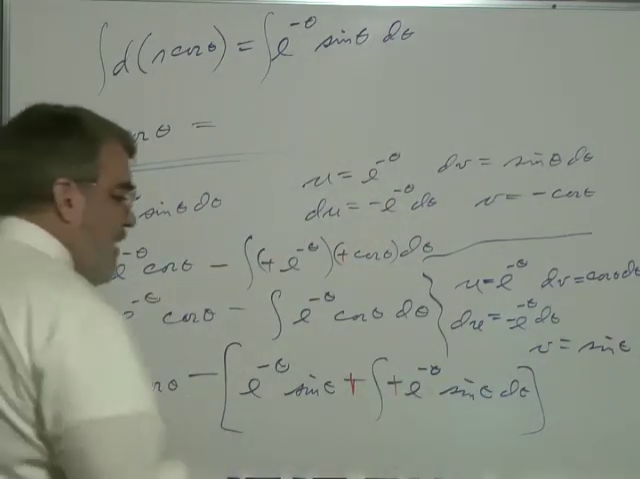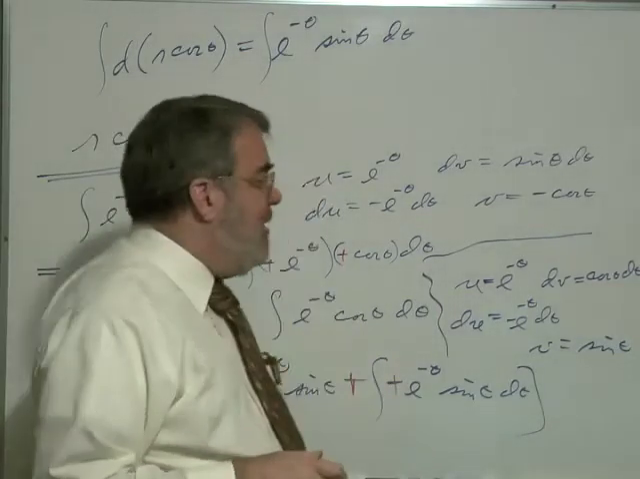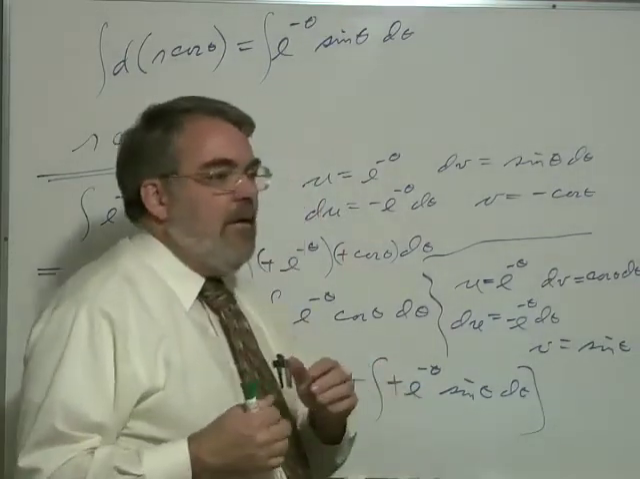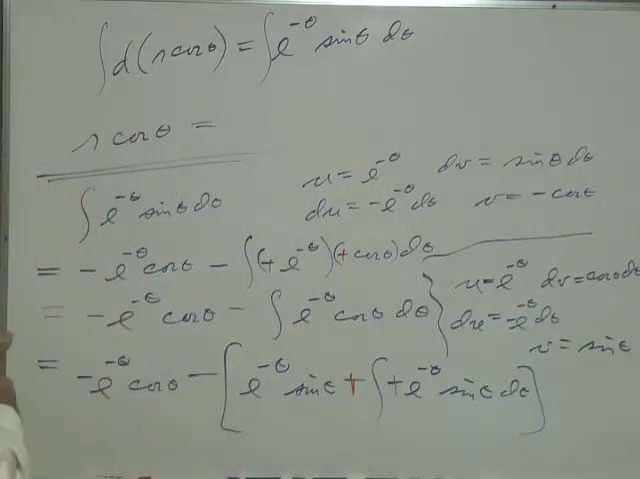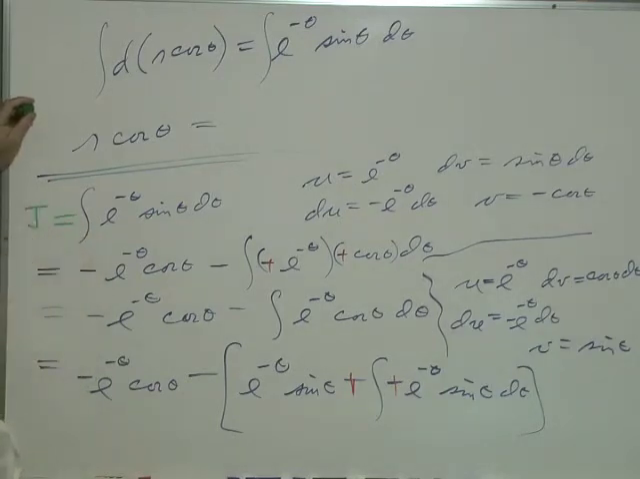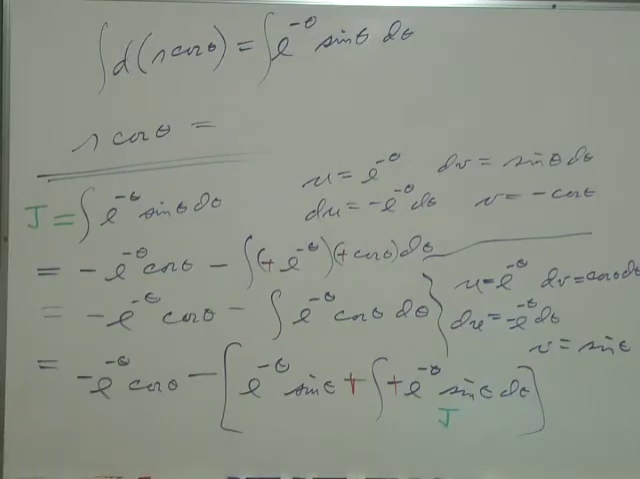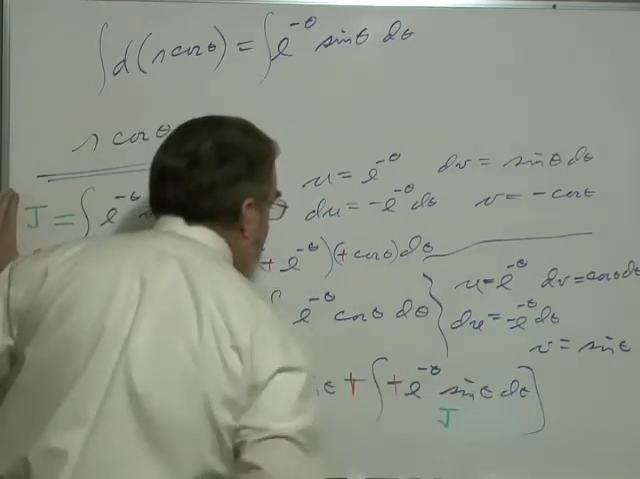The secret to finishing this is kind of tricky. And usually, ironically, I use the letter I, but since I is the integrating factor, let me use a different letter. How about we call it J. So this integral here, I'm going to call it J. And guess what? J reappears down here.